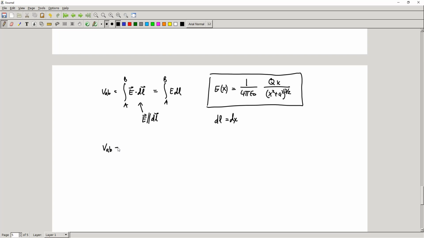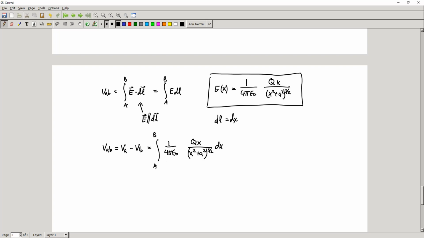We have V_AB, which we know is equal to V_A minus V_B, right? And I'm not going to put the limits of integration on right this second. Well, okay, I'll write them like this, but I'm going to change them in a second. And this is equal to 1 over 4 pi epsilon naught, which we'll be able to factor out in a second. We have Qx over x squared plus a squared, all to the 3 over 2, and then we have a dx here. So we can clean this up, but first let's talk about the limits of integration.